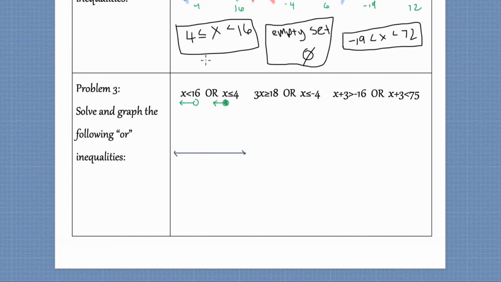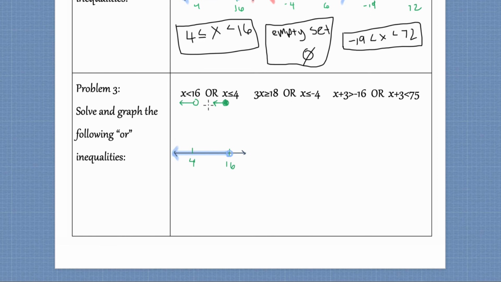And so if I look over here to start graphing this, I'm going to put 4 right here, and I'm going to put 16 right here. And so first I'm going to graph the first one, which says that x is less than 16. We said that we're going to have an open circle on 16, and that everything to the left of that would be shaded in.